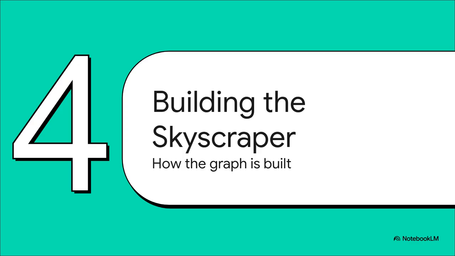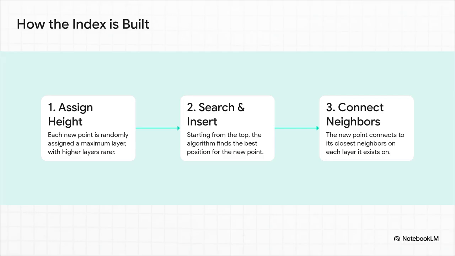So now that we've seen how this search works, you're probably asking the obvious question: how is this incredible data skyscraper even built? So let's take a quick look at that construction process. It's basically a 3-step process for every new piece of data. First, it gets randomly assigned a height, kind of like rolling a die to decide if a new building will be a skyscraper or just a bungalow. Higher floors are much rarer.